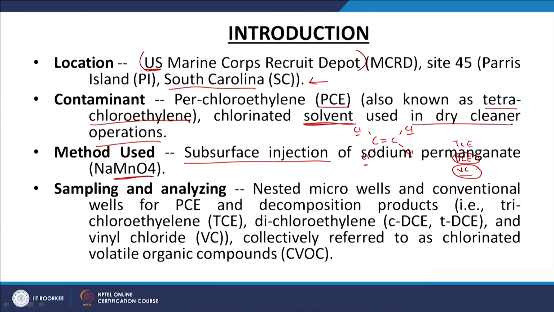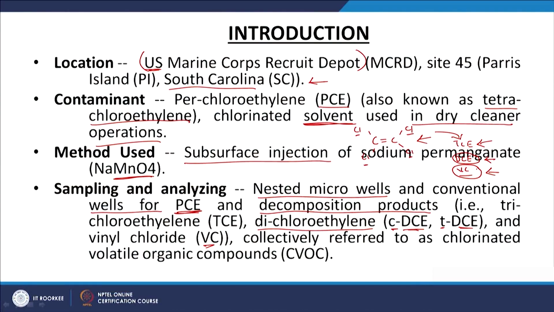So, some of the relevant aspects are that they looked at nested micro wells, also conventional wells, and what did they monitor, obviously perchloro or tetrachloroethylene, this particular compound, and also the byproducts as in the decomposition products, TCE, the trichloroethylene, dichloroethylene, cis I believe, right, DCE, and also vinyl chloride, right, as we talked about.